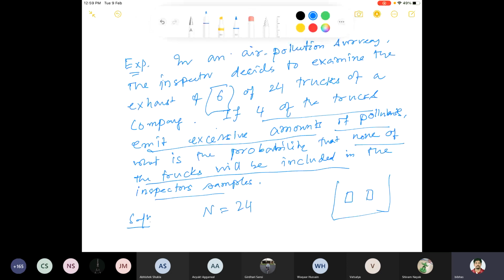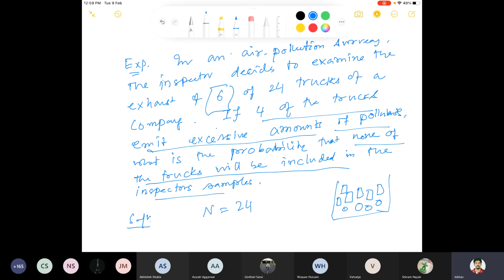Now let's say there are 2 kinds of trucks. 4 of them are problematic, so they emit an excess amount of pollutants, and the rest of them are in good condition. Now the examiner wants to pick 6 of them. So 6 trials, let's say.